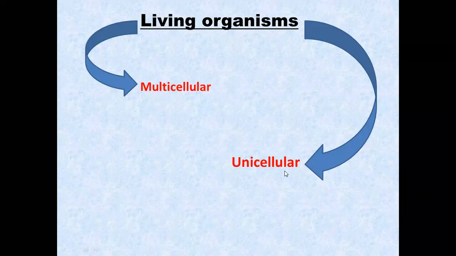And unicellular means the living organisms that have only one cell in their body. All of their body consists of only one cell, and we can't see the one cell by our eyes without the microscope. So their bodies are very, very small, as we can't see them. So again, the multicellular organisms are the living organisms that have many cells in their body.